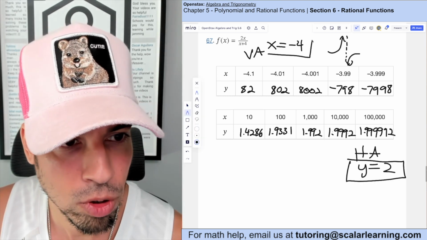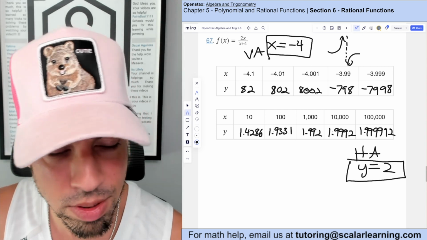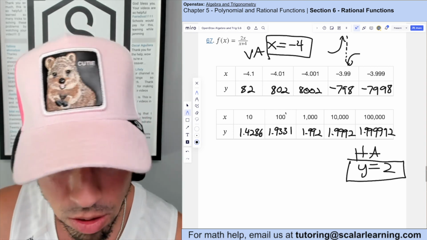And this is indeed a vertical asymptote. We're going towards positive infinity from one side, negative infinity from the other. So that's how you do it.